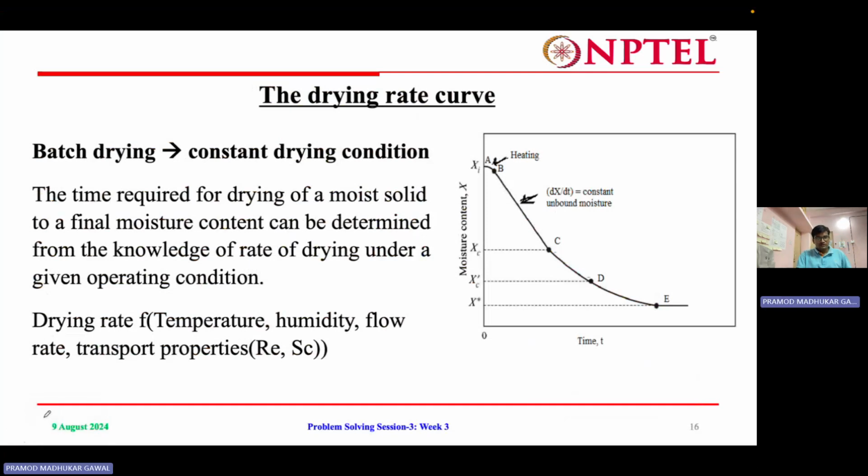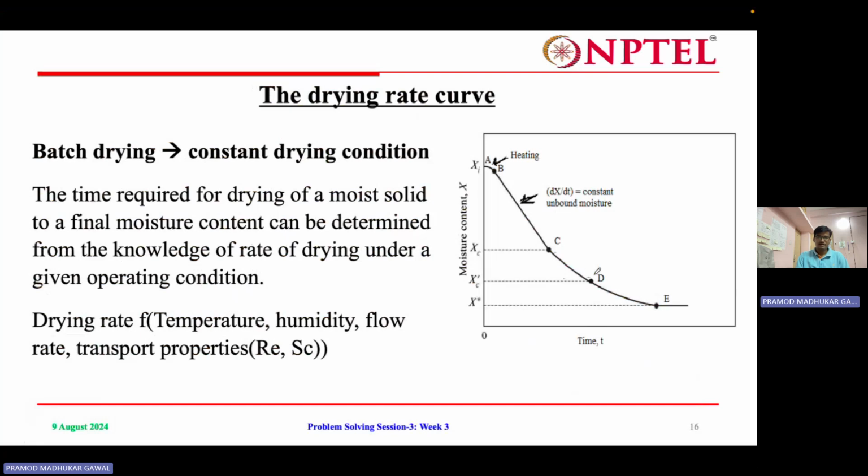Next is the drying rate curve. So batch drying, the constant drying conditions. The time required for the drying of moist solid to the final moisture content can be determined from the knowledge of the rate of drying under the given operating conditions. So drying rate is a function of the temperature, humidity, flow rate, transport properties like Reynolds number, Schmidt number.